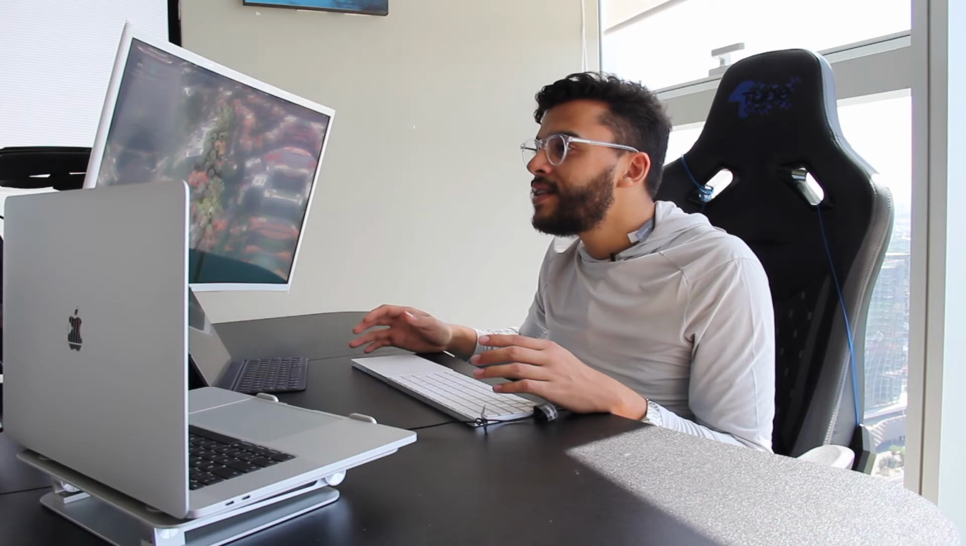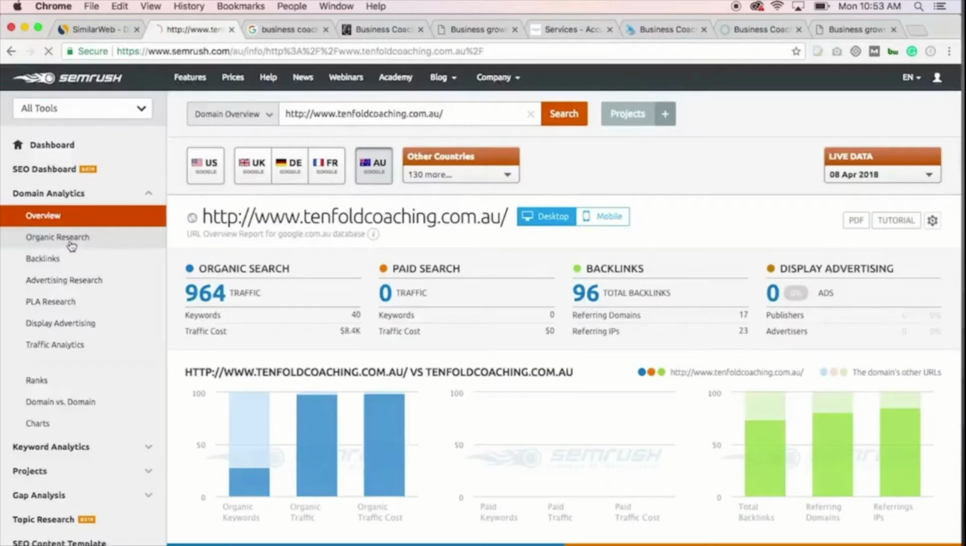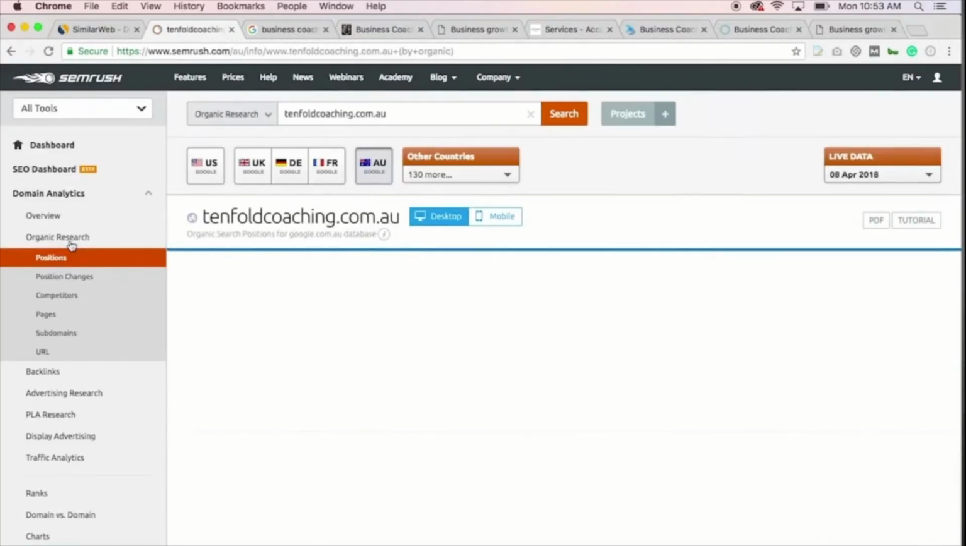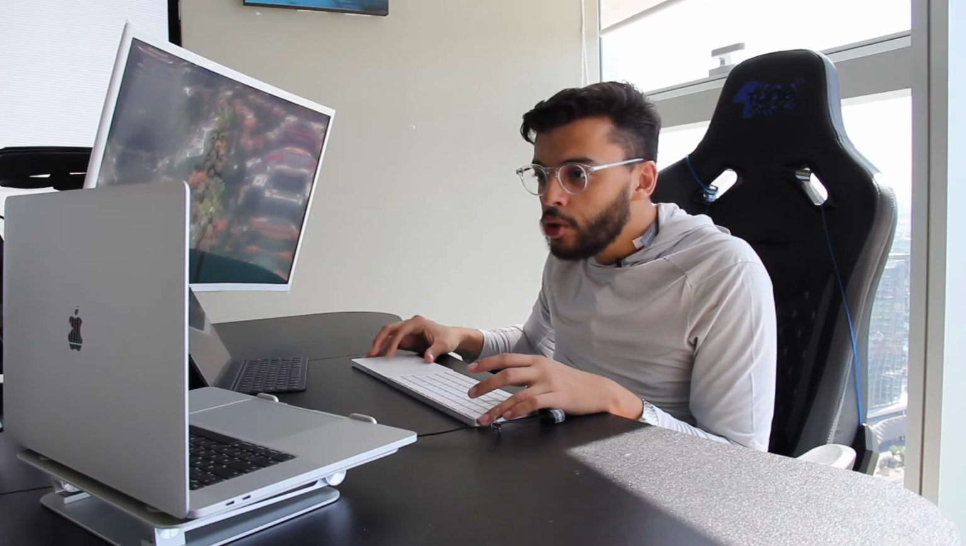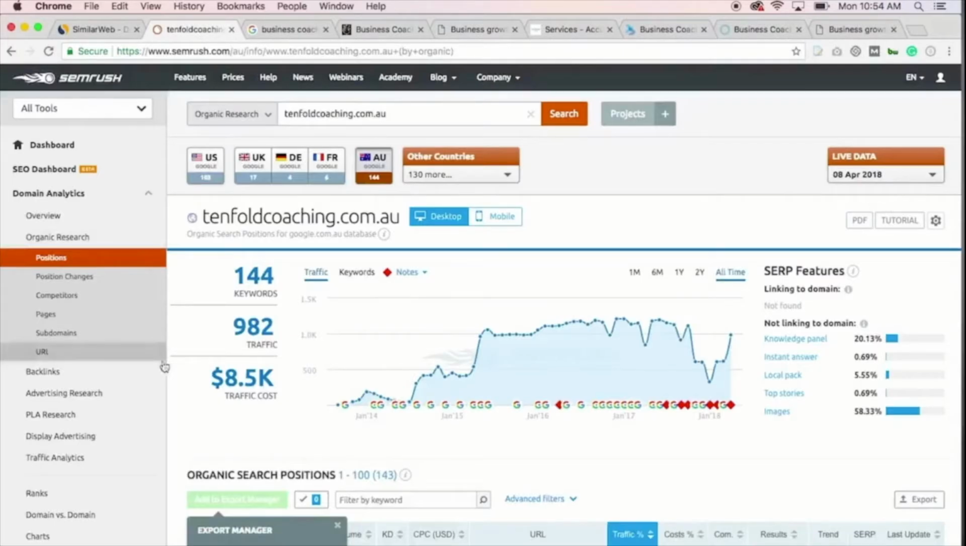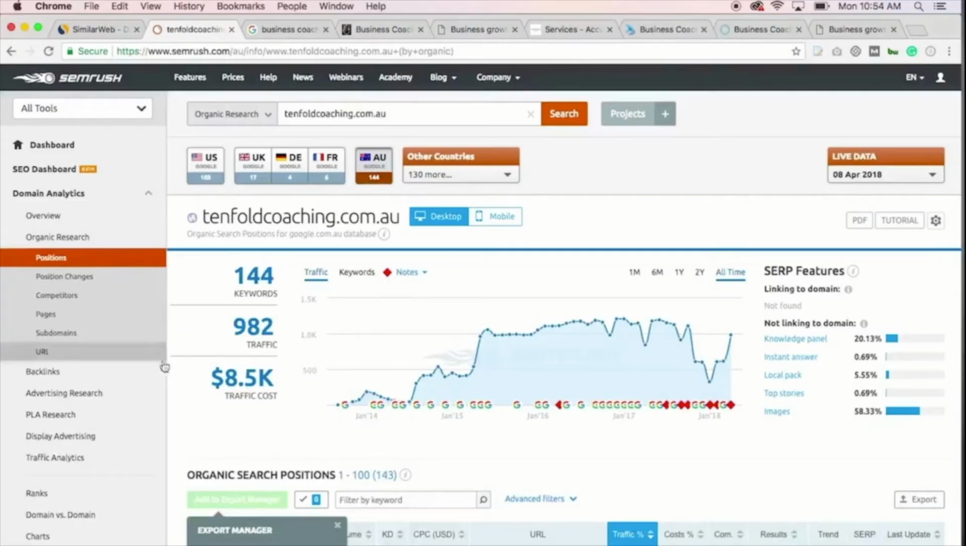So in this instance, for tenfoldcoaching.com.au, I want to go across here and click on organic research. What this does is show me all the keywords that they're ranking for in the free or organic listings of Google, and therefore it's a really good indicator of the market that they're serving, and what keywords the market is potentially going on Google and looking for.